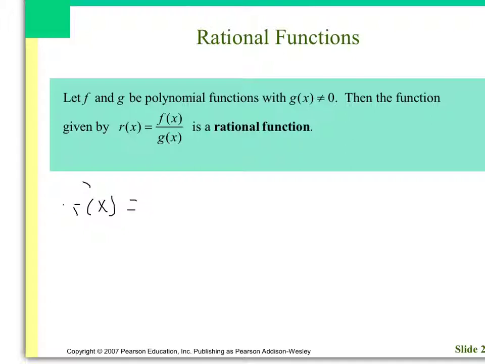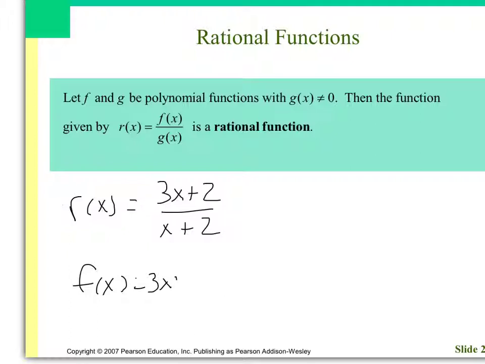Well, here, let's use... So there it is. See where, in this case, f of x is 3x plus 2. G of x is x plus 2. And what do you know x cannot equal? Negative 2. Okay?